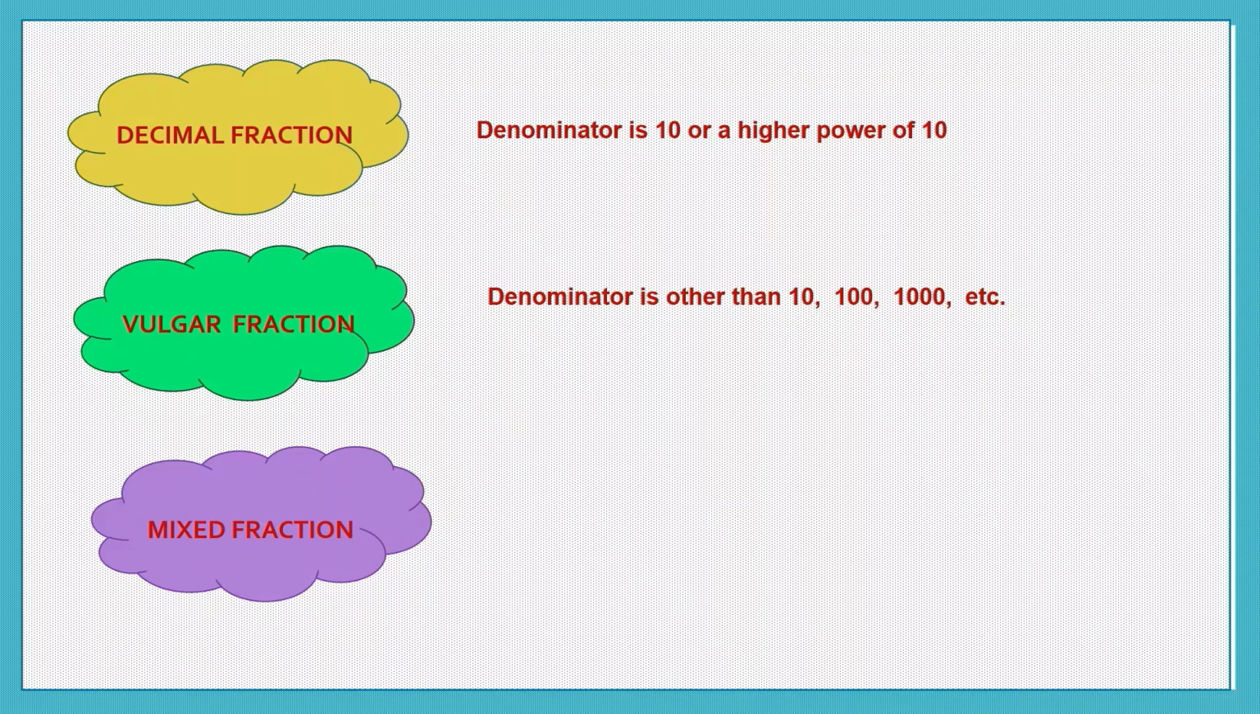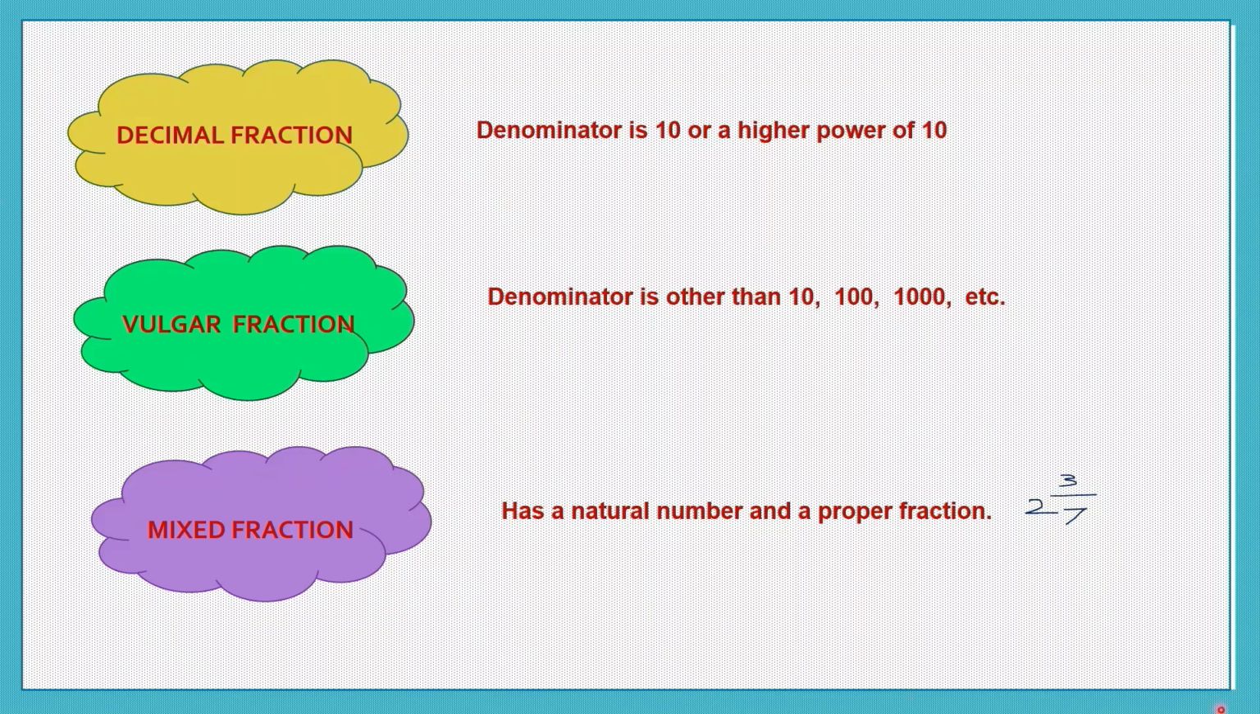Then we have the mixed fraction. What is a mixed fraction? It has a natural number and a proper fraction. That is, I can have a natural number and a proper fraction. Proper fraction is where the denominator is greater than the numerator. So this is called a mixed fraction because it has a natural number. 2 is a natural number and it has a proper fraction 3 by 7. So this is called a mixed fraction.